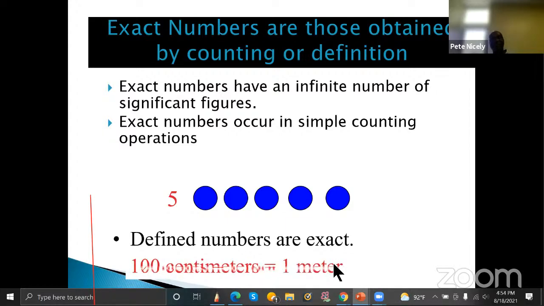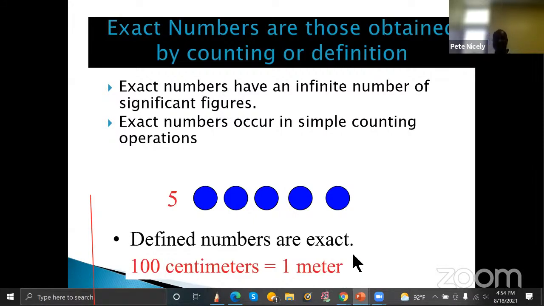Another example would be the relationship between the centimeter unit and the meter unit. 100 centimeters is equal to 1 meter, all right? So the 100 here and the 1 here are both exact numbers because those numbers have been established by the relationship between these units, all right?